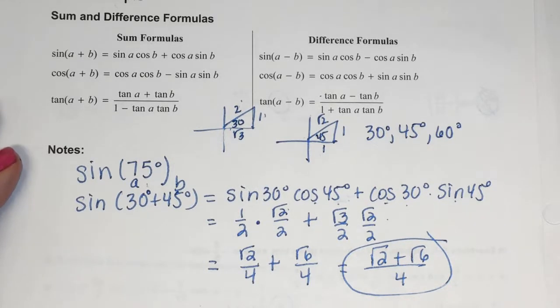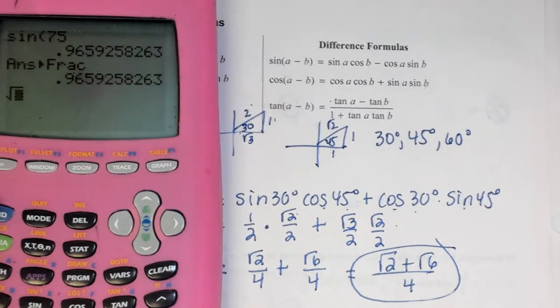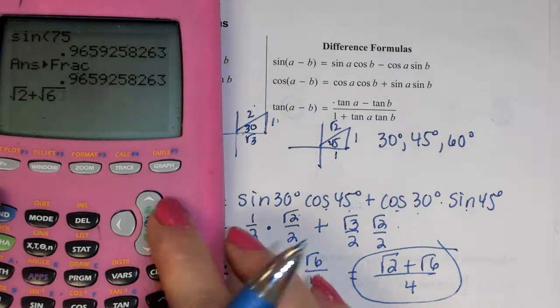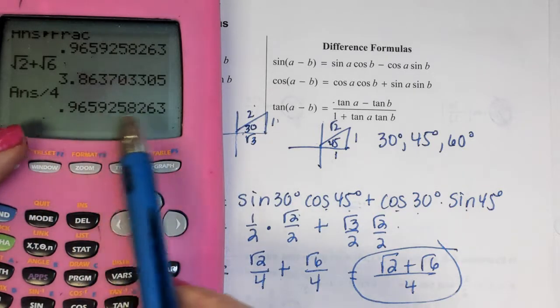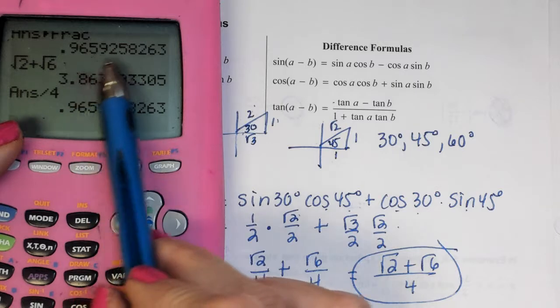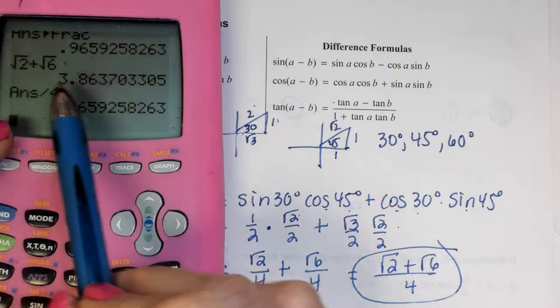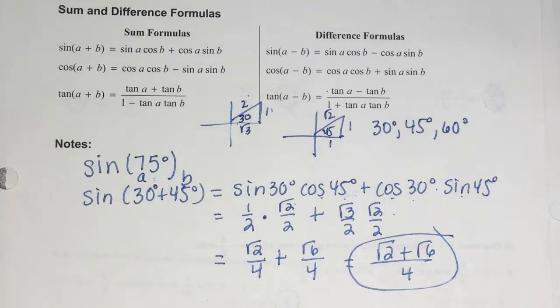Okay? So if I want to check that answer, I can just put it into my calculator and do the radical 2 plus radical 6, enter, and then divide that by 4, and there's what the decimal approximation is. Do you see how that's the same exact thing we got earlier? But this is an exact answer, and this is just a decimal approximation. Okay? Questions on that? Yes, Abby.